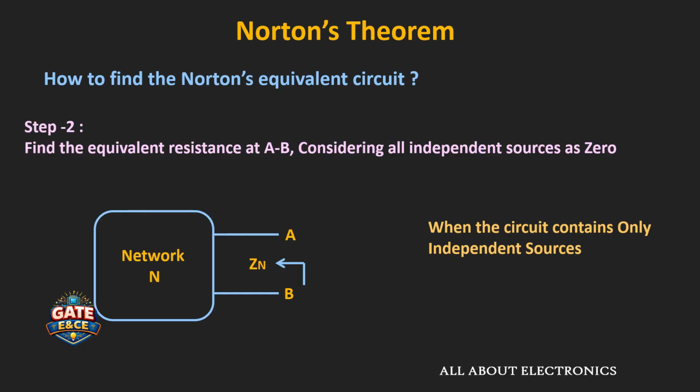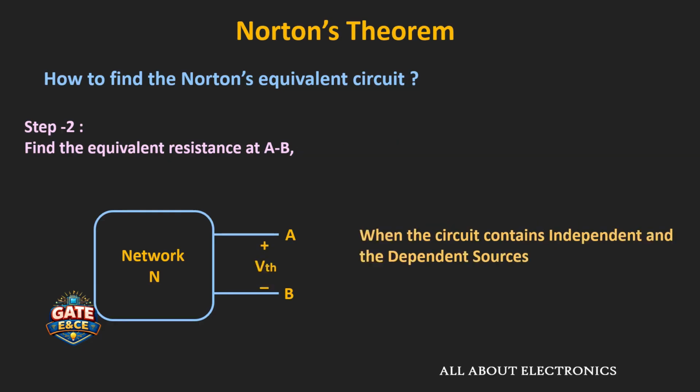But if the circuit contains both independent and dependent sources, then directly we cannot find the equivalent resistance. So in that case, first of all find the open circuit voltage or the Thevenin's equivalent voltage across the two terminals. And the ratio of this open circuit voltage to the short circuit current gives the equivalent impedance. So when the circuit contains independent as well as dependent sources, then using this method we can find the equivalent impedance.